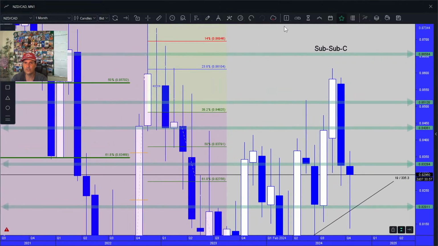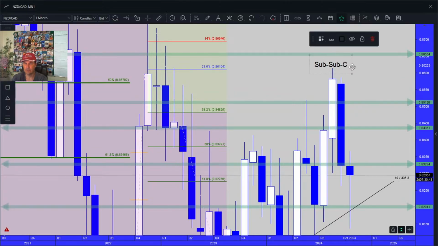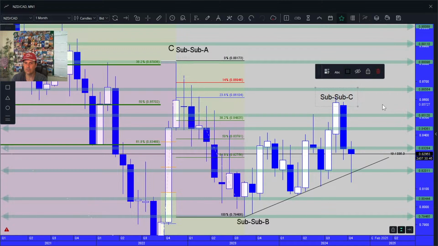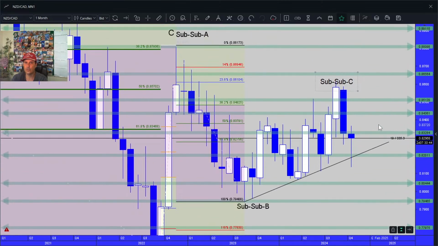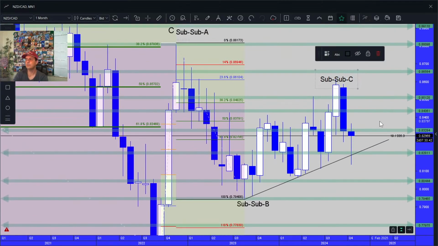Okay, everybody, so looks like the market hit the blue. Yes, it did. Now, should we short the market or not? How do we know that the sub C is confirmed?